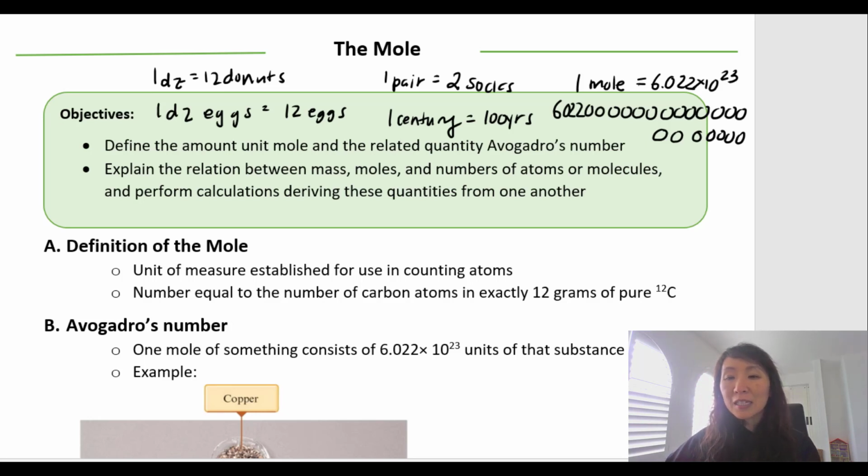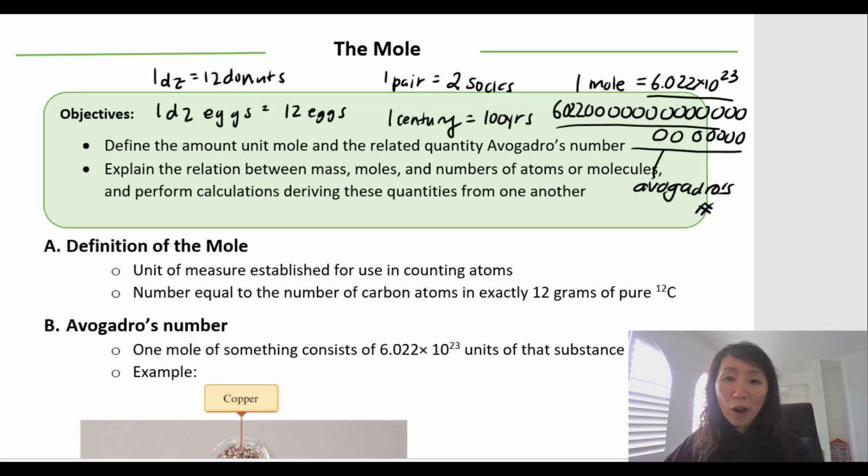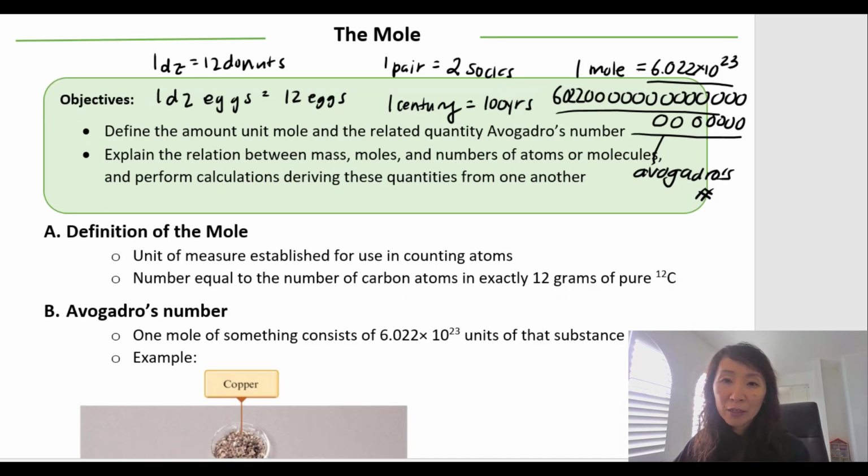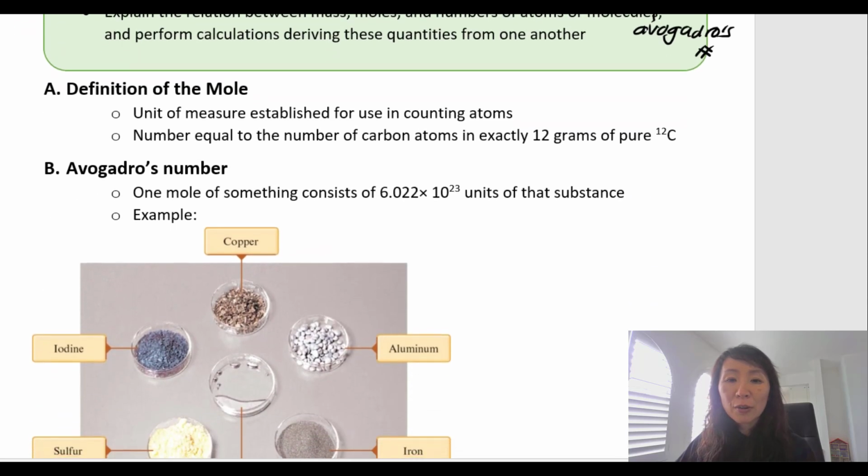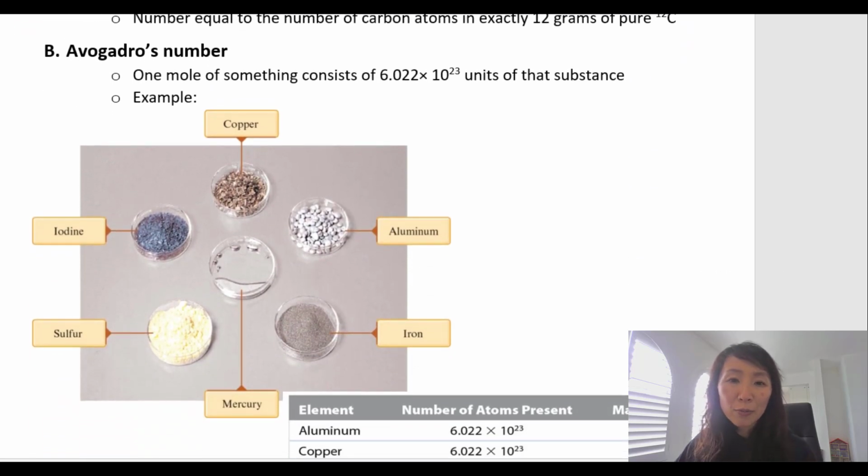This number, 6.022 times 10 to the positive 23, this giant number, we call Avogadro's number. And instead of saying the whole thing, we just say 1 mole of that particular element or whatever you're looking for. So let's go a little bit further into Avogadro's number and look at some images associated with it. All of these elements here refer to 1 mole of that particular element.